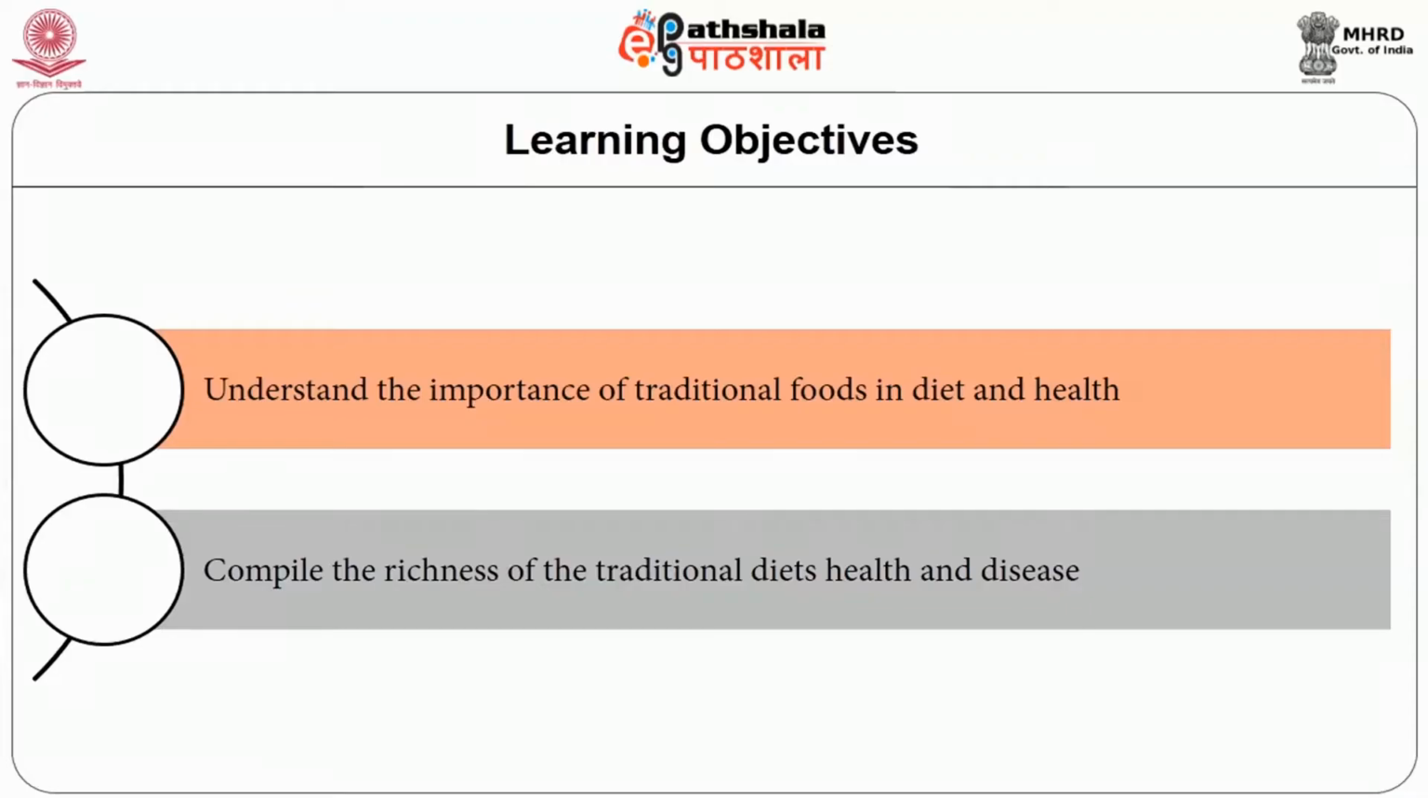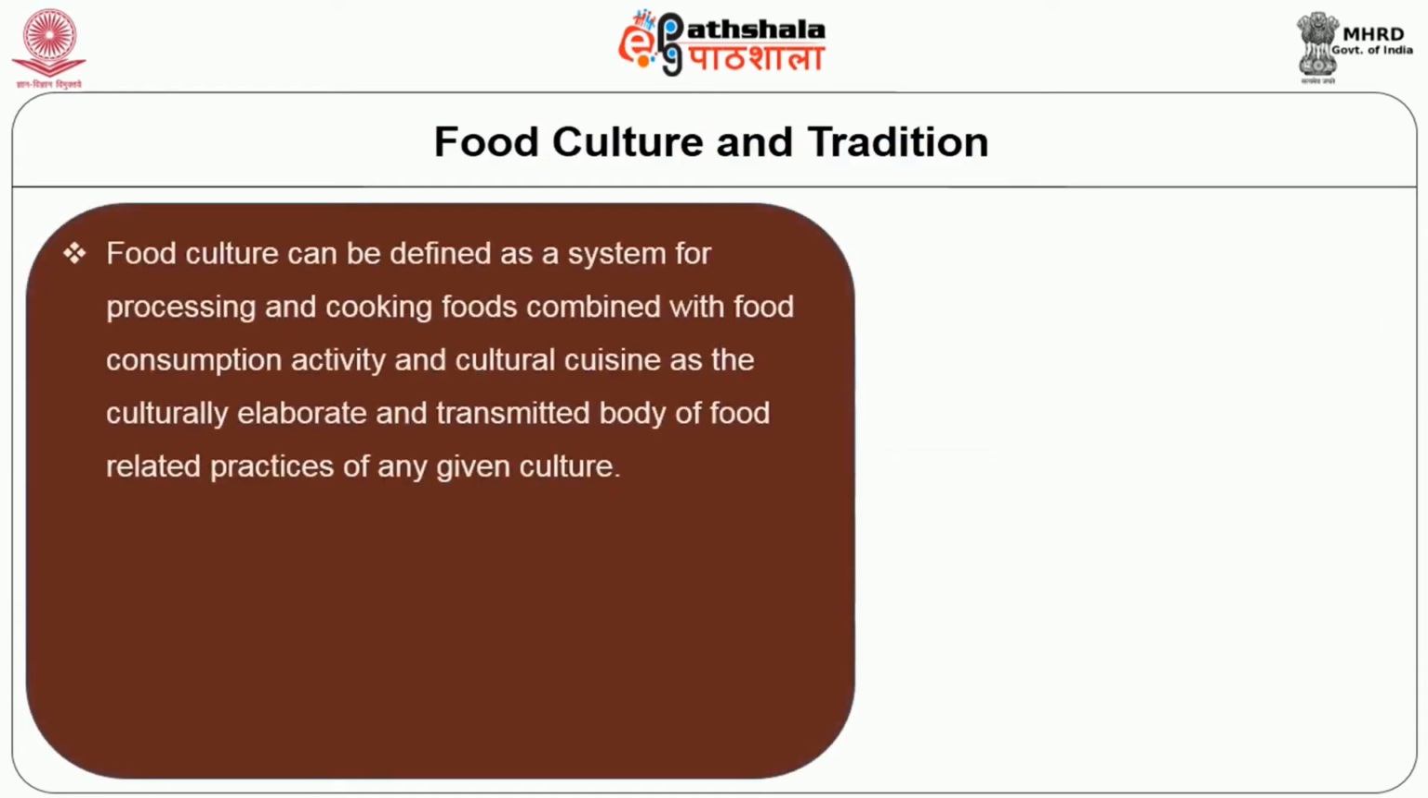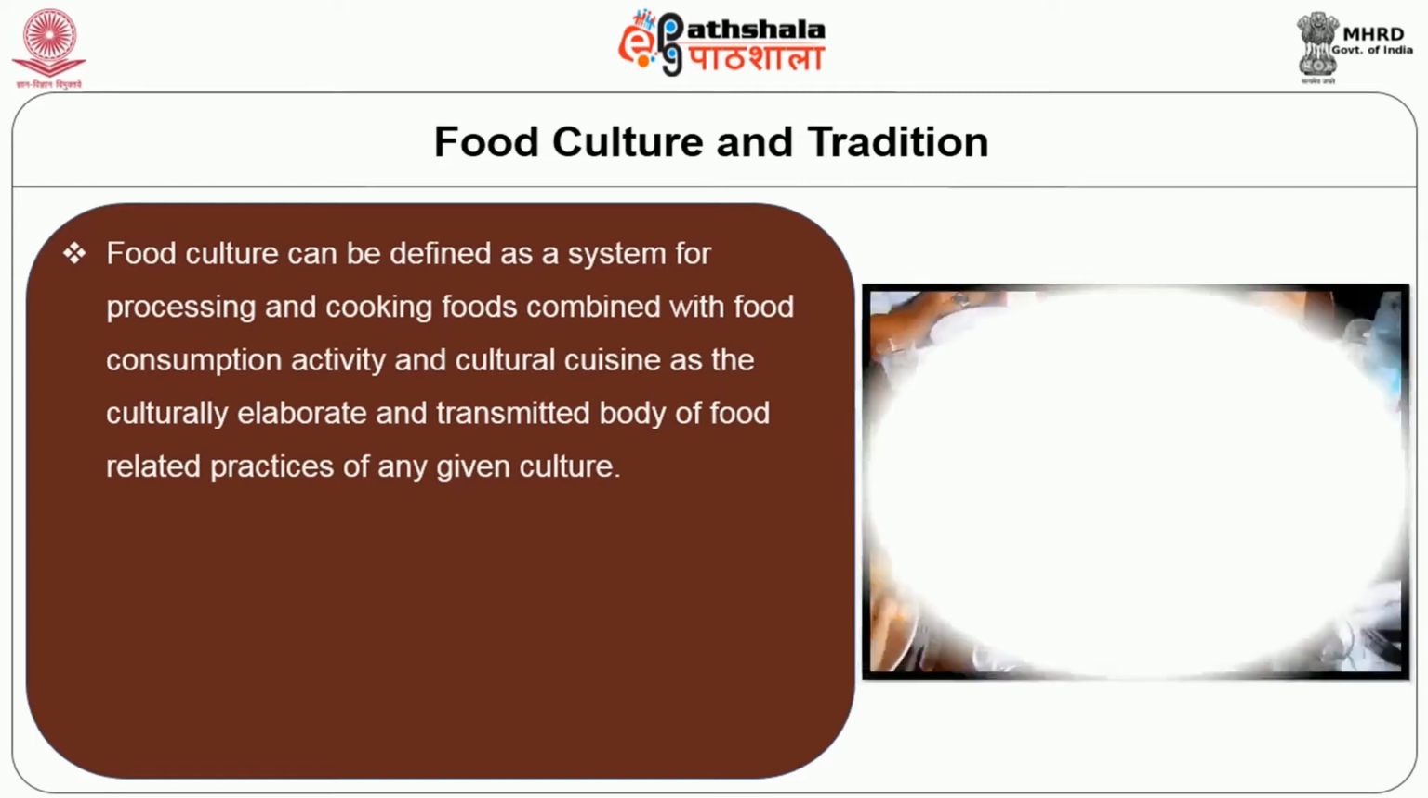passed through generations. Now, the objective of this module is to enable the learners to understand the importance of traditional foods and their role in diet and health, and also to compile the richness of traditional diets to maintain health and prevent diseases. Food culture and tradition is defined as a system of processing and cooking foods combined with the food consumption activity of the population, and cultural cuisine as the culturally elaborate and transmitted body of food related practices of any given culture.